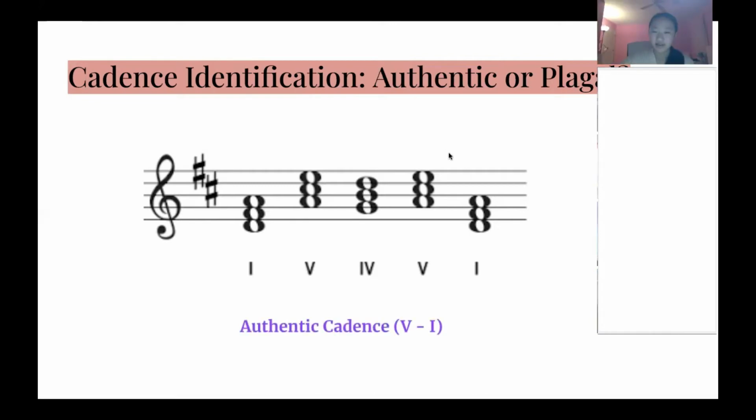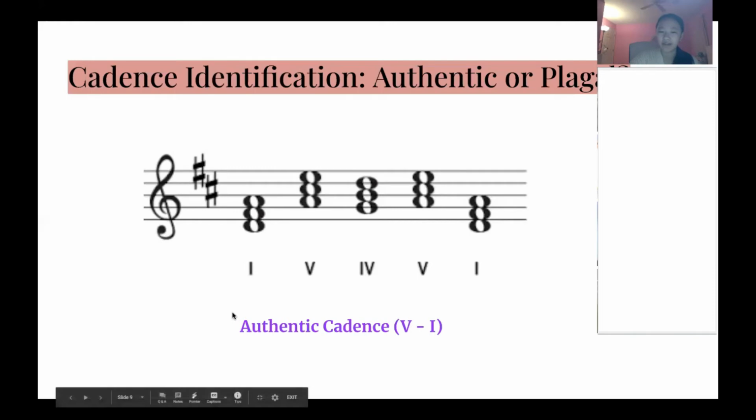This is authentic. 5-to-1. And if you're wondering why learning these cadences is important, it's because these cadences are literally everywhere in your music. If you look, you'll see all different types of cadences. So it's really good to know what's going on in your music. And an authentic cadence is the most common type of cadence. So try to remember this one the most.